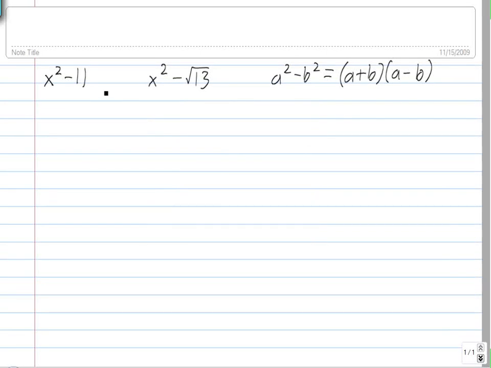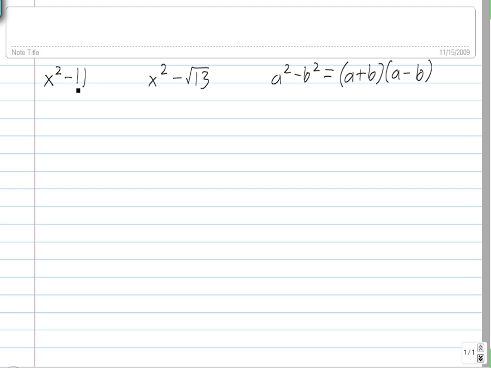On number 19, you're given these two expressions, x squared minus 11 and x squared minus the square root of 13, and asked to factor each of these using the difference of squares. And if you remember, the difference of squares formula is a squared minus b squared equals a plus b times a minus b.